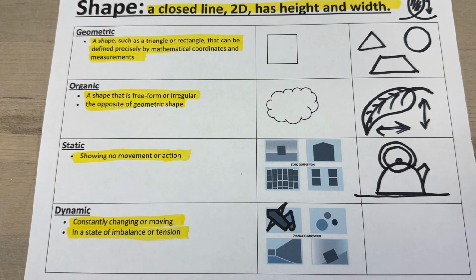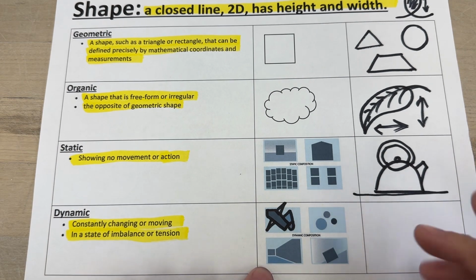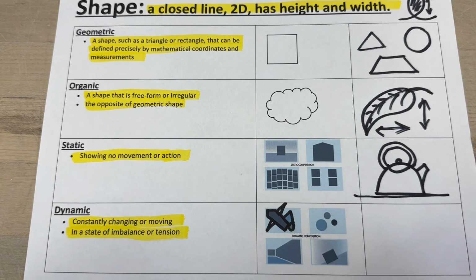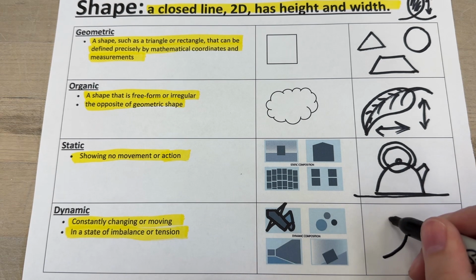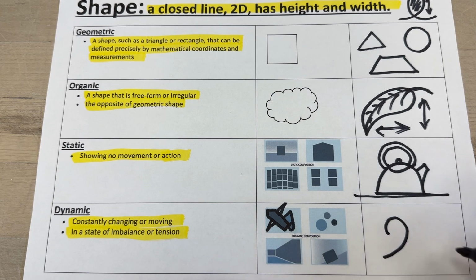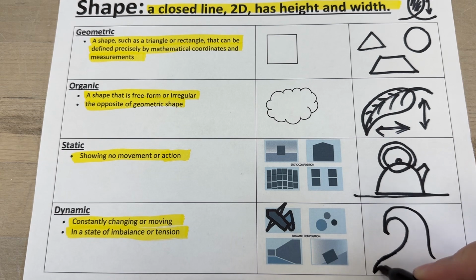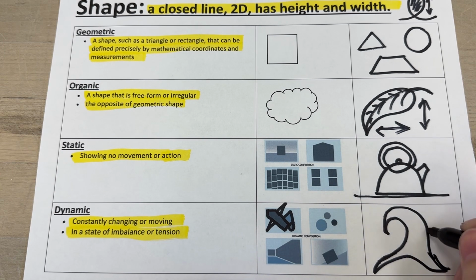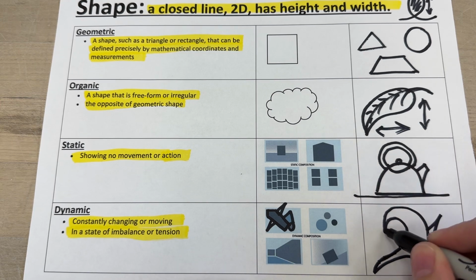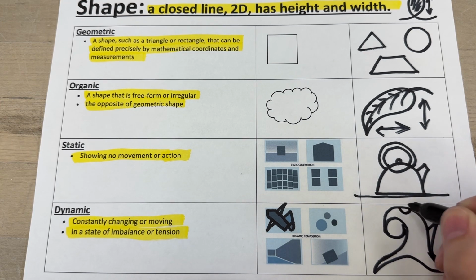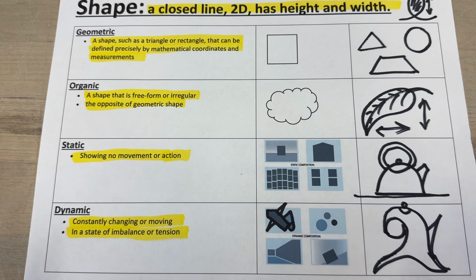Now, if I wanted to create something that was dynamic, so dynamic means constantly changing or moving in a state of imbalance or tension. So really it doesn't have to actually move, but if it implies movement, if it makes you think that it might move, then that would be dynamic. So instead, I could still make a teapot, but if I make a teapot where the base looks like this, and maybe this is the handle over here, and you've got a little lid up top here, because this is moving, it makes your eye flow around the composition, that is a dynamic composition.